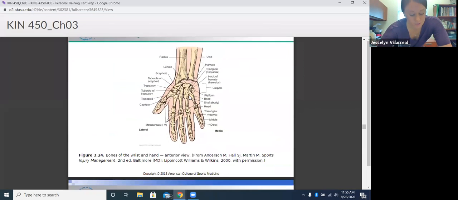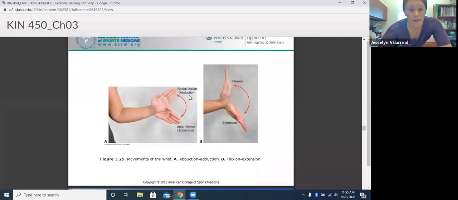So here are the bones of your wrist and hand. And here are movements of the wrist and hand. So go ahead and put your arm out. We can go into radial flexion or abduction by bringing the fingertips up, or we can go into ulnar flexion or adduction, bringing the fingers down.